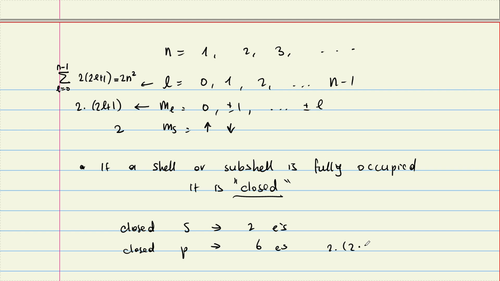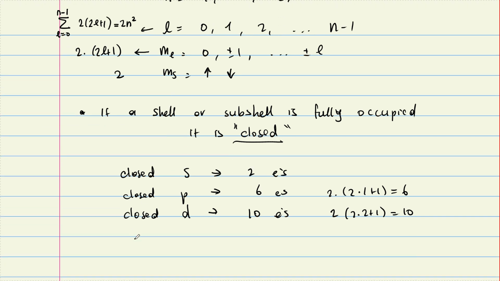2 times 1 plus 1 is equal to 3, times 2 is 6, that's why. A closed D has 10 electrons, 2 times 2 times 2 plus 1 is equal to 10. And a closed F has how many? I think the pattern is kind of emerging. 14 electrons, because it's 2 times 2 times 3 plus 1 is equal to 14.